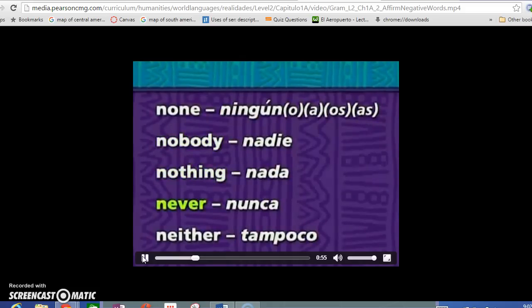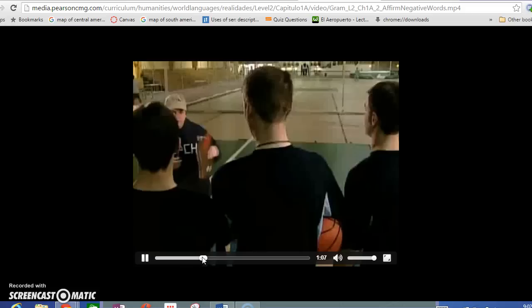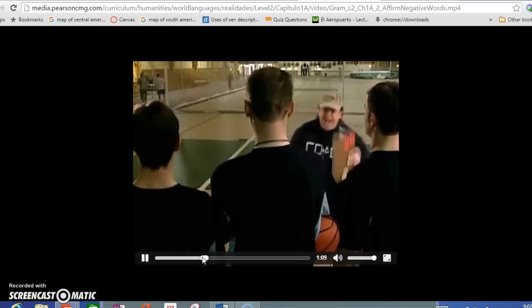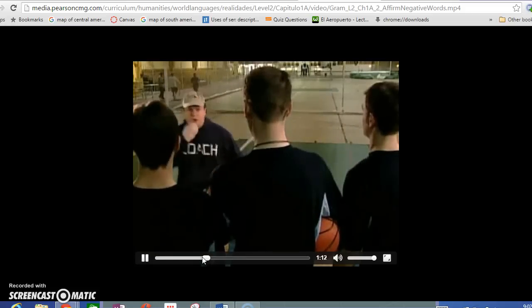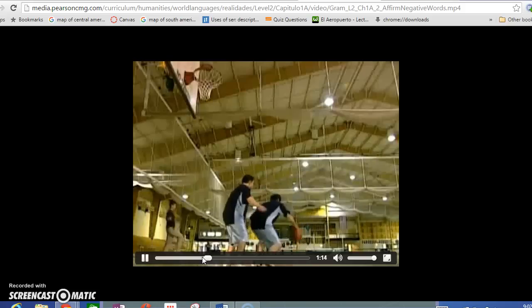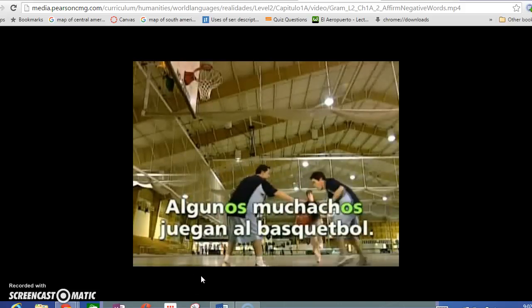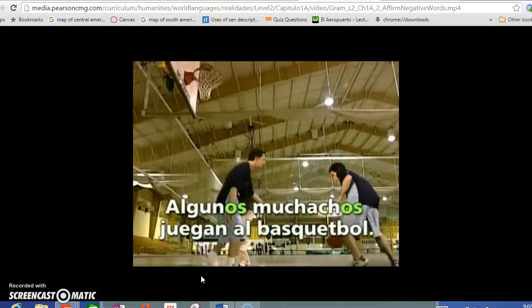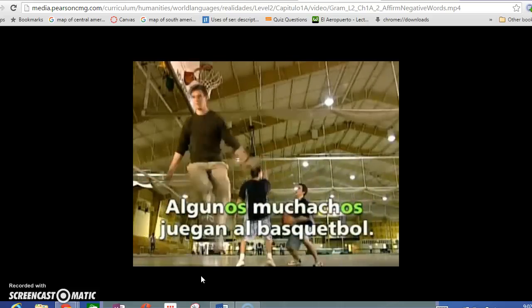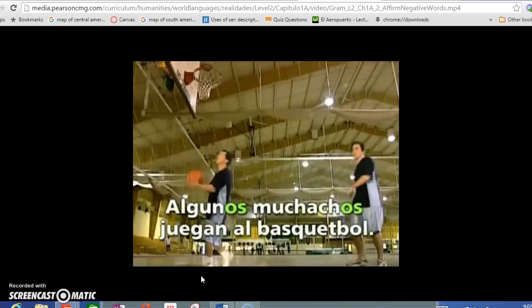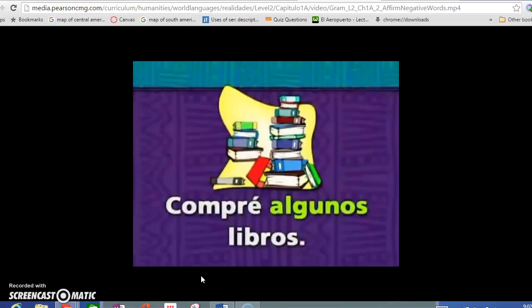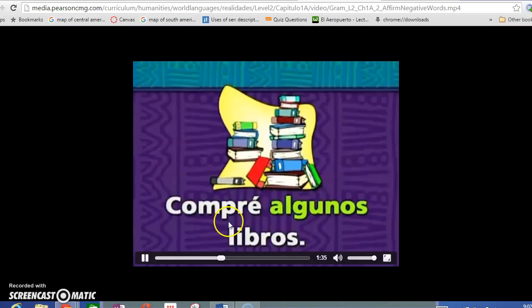Nothing, never, and neither, and tampoco. Now, if you're going to use negative and affirmative words, you've got to learn some rules. When using alguno and ninguno, remember to match the gender, masculine or feminine, and number, singular or plural, of the noun they refer to. Algunos muchachos juegan al básquetbol. How about a couple more examples? Compré algunos libros. This is the past tense, which means I bought.